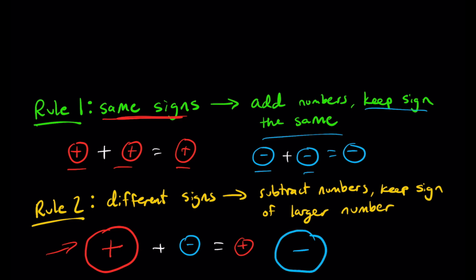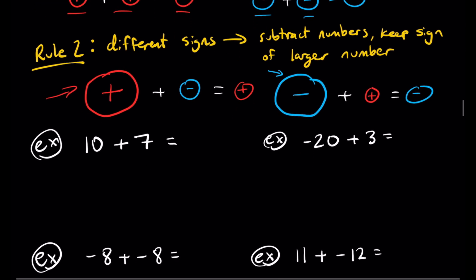And if I were to swap it around and say, hey, I have a really big negative number, and I'm adding to it a smaller positive number, well, I'll just subtract the numbers, whatever they are, and I'm going to keep the sign of the larger number, which in this case is negative. So I'll have a negative number as my answer. So let's apply these rules to a few examples here.